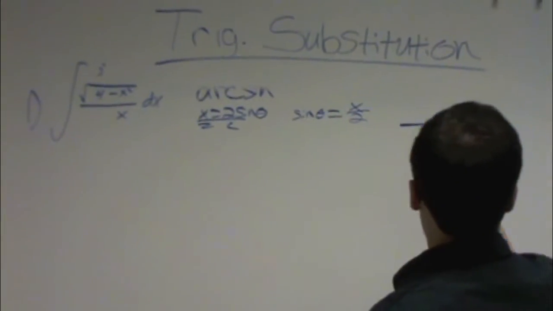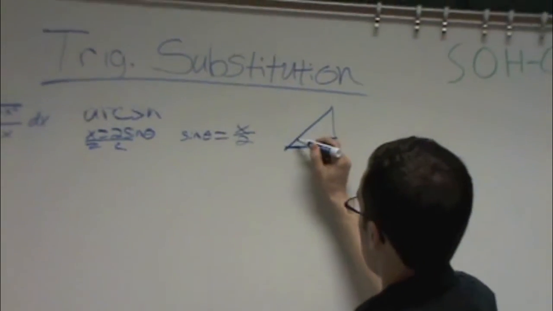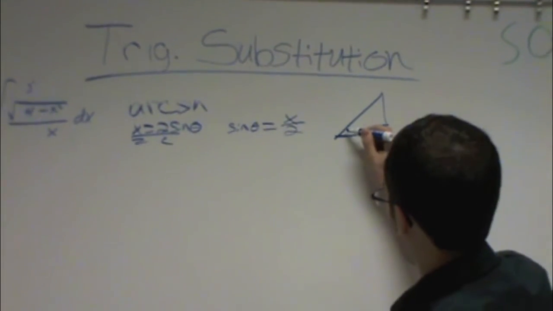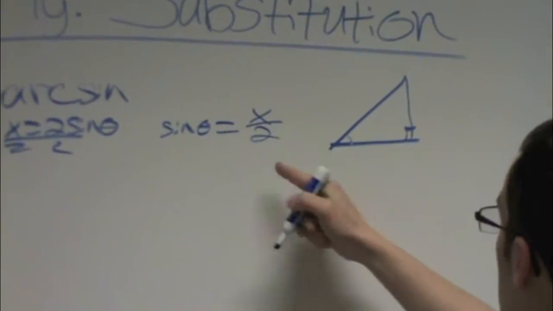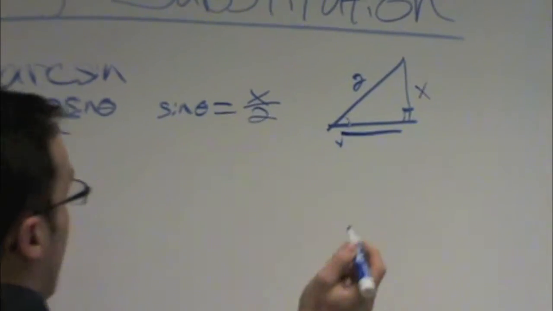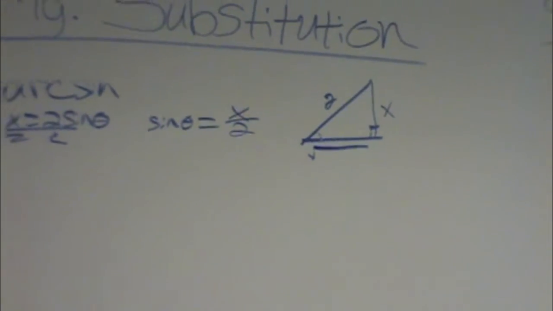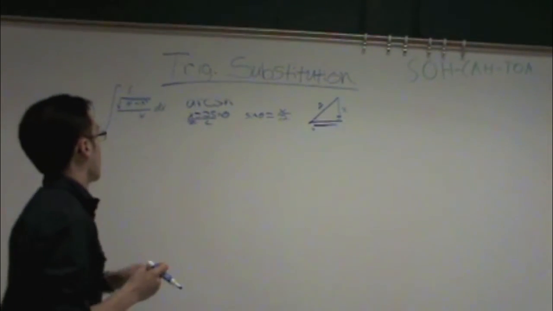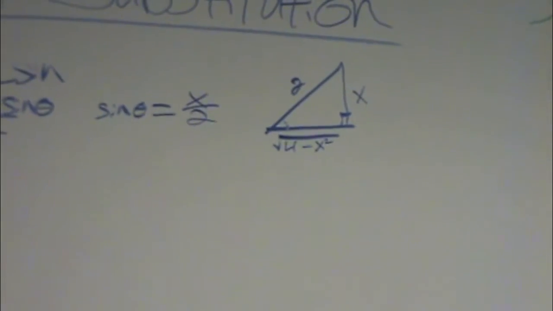To put this into a triangle, you just draw a right triangle, it doesn't matter how you draw it, and you call this arbitrary angle theta. Then you put in the values for sine theta being x over 2, so opposite over hypotenuse. Then you fill in the side right here using the Pythagorean theorem, and that consequently becomes this term on top, square root of 4 minus x squared. So now we have a triangle.